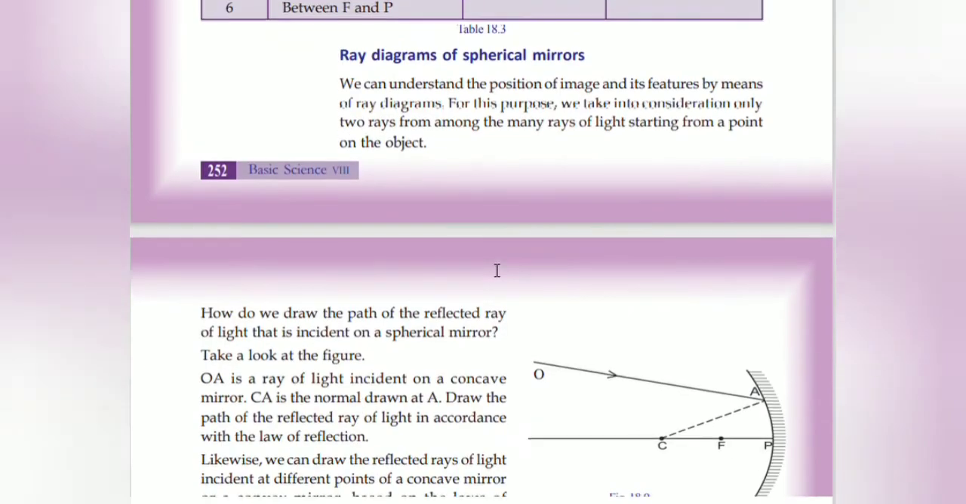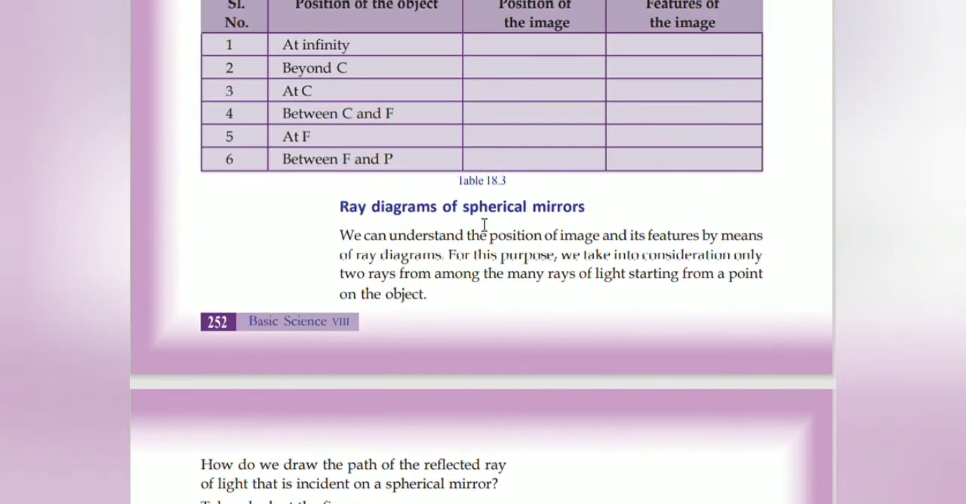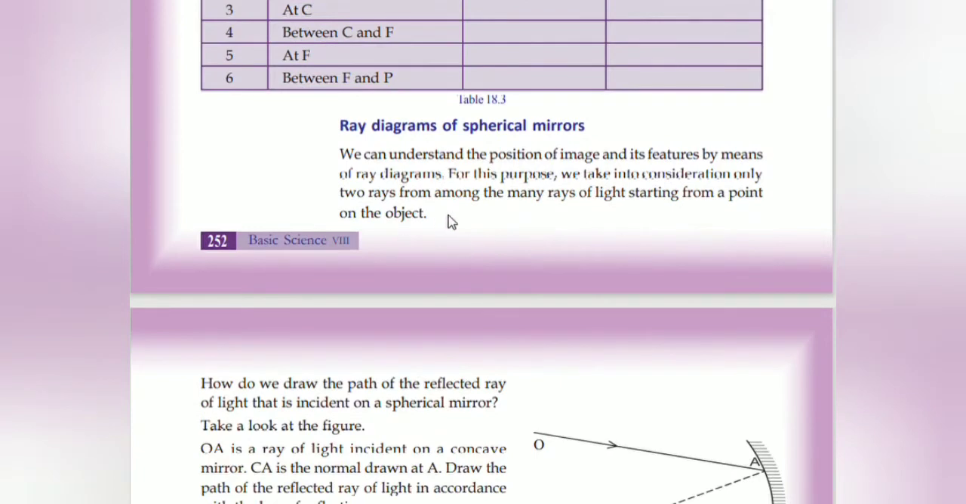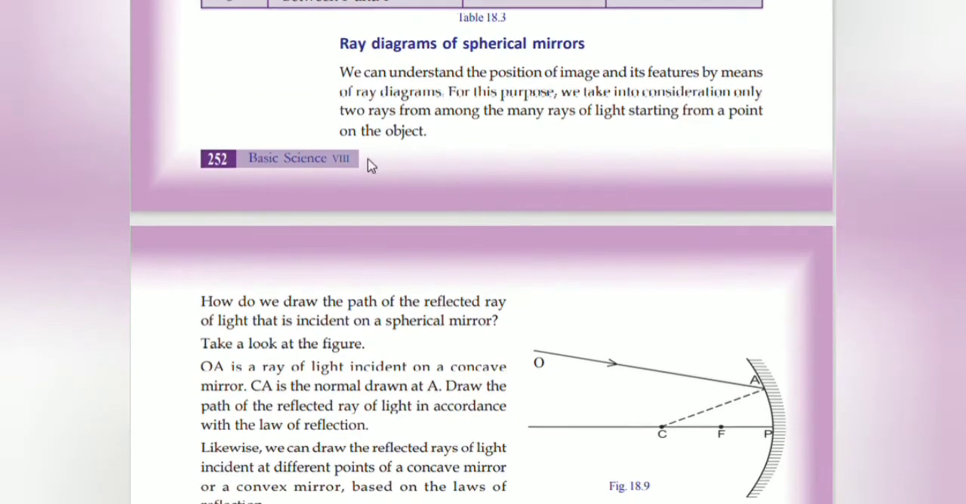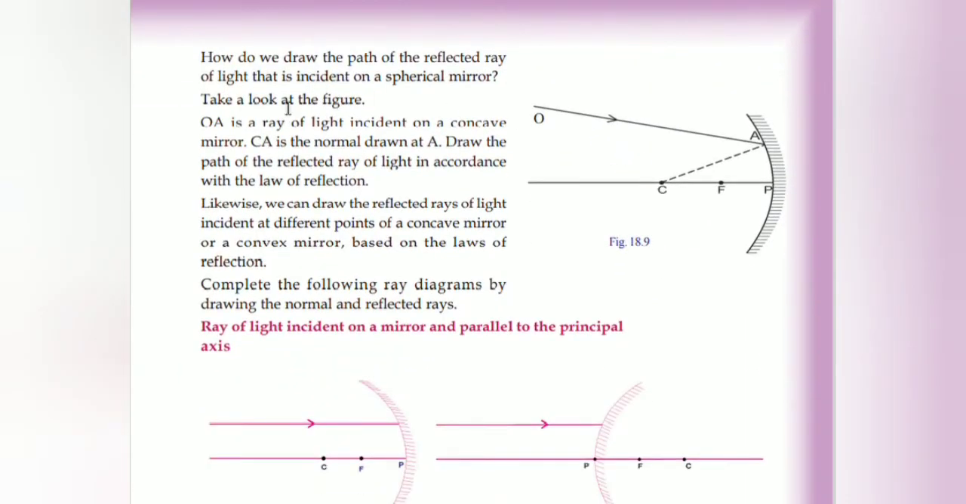Now ray diagrams of spherical mirrors. We can understand the position of the image and its features by means of ray diagrams, അല്ലേ? അപ്പോൾ ഇമേജസിന്റെ പൊസിഷനും ഫീച്ചേഴ്സ് ഒക്കെ നമുക്ക് എന്തിലൂടെ മനസ്സിലാക്കാം? റേ ഡയഗ്രാമിലൂടെ മനസ്സിലാക്കാം. Consider only two rays from among many rays of light starting from a point on the object. OA is a ray of light incident on a concave mirror. OA പറയുന്നതാണ് എന്ത്? ലൈറ്റ് റേ അല്ലേ?